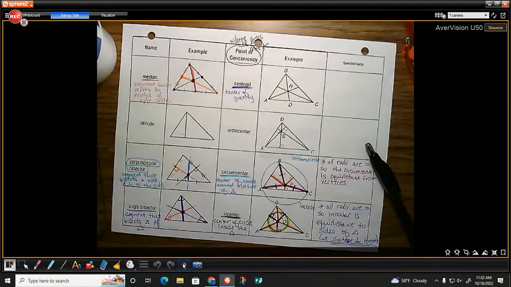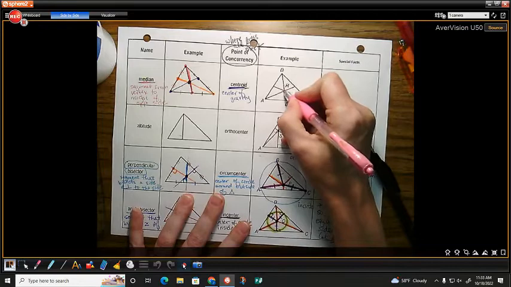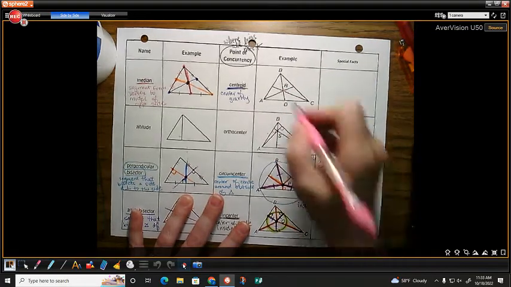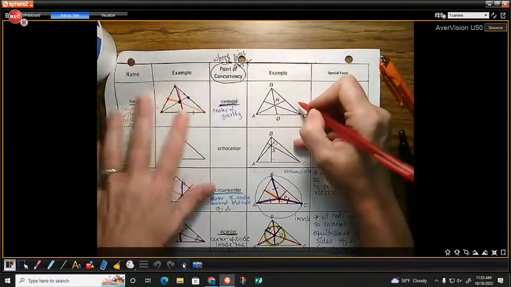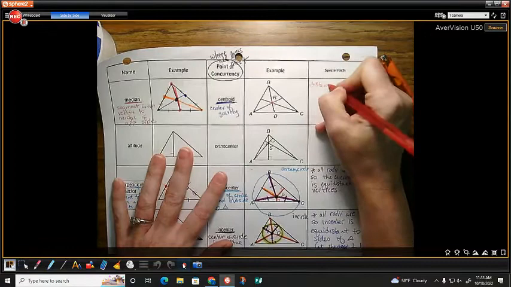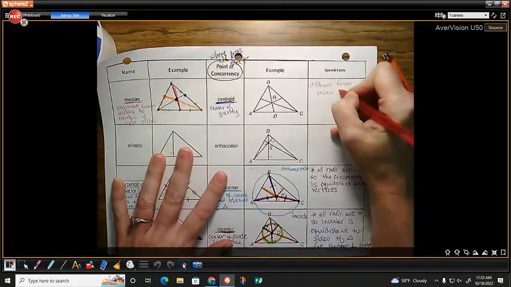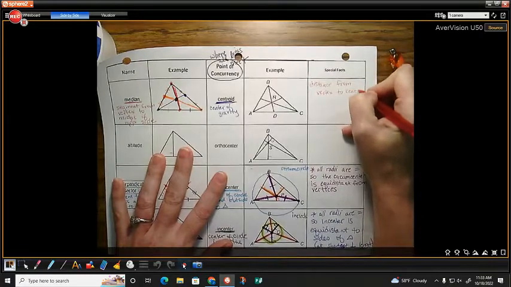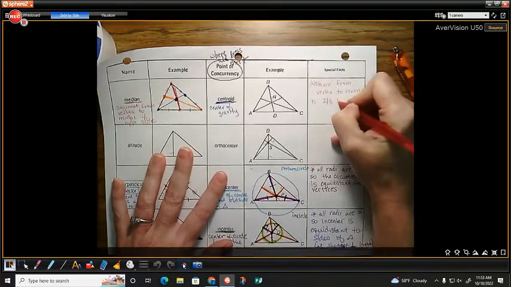So, for the medians then, all these medians that go to these midpoints meet at, what's this point in the center again? Centroid. That's the centroid. Now the special thing about the centroid is that the distance from the vertex to that centroid is 2/3 the length of the median.